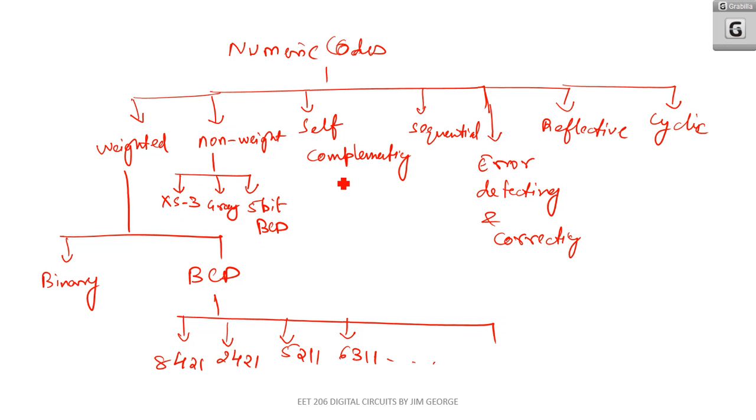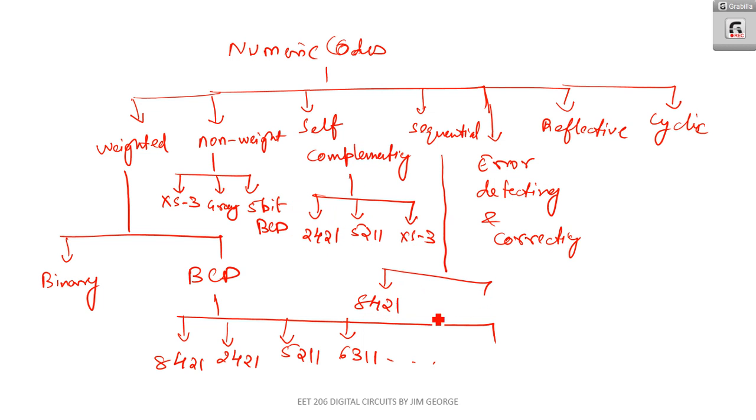Now self-complementing codes. Some examples are 2421 code, 5211 code, excess-3 code, etc. Now, sequential codes: there are only two types, the 8421 code and excess-3 code. Now, error detecting and correcting codes. Here we have parity codes and Hamming codes.